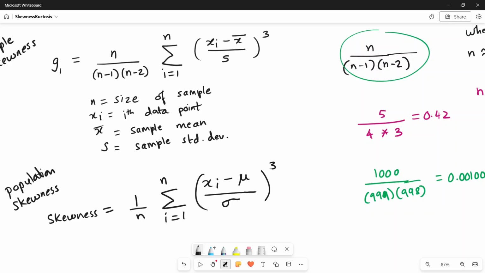In the next video, we'll take a look at a solved example on sample skewness.